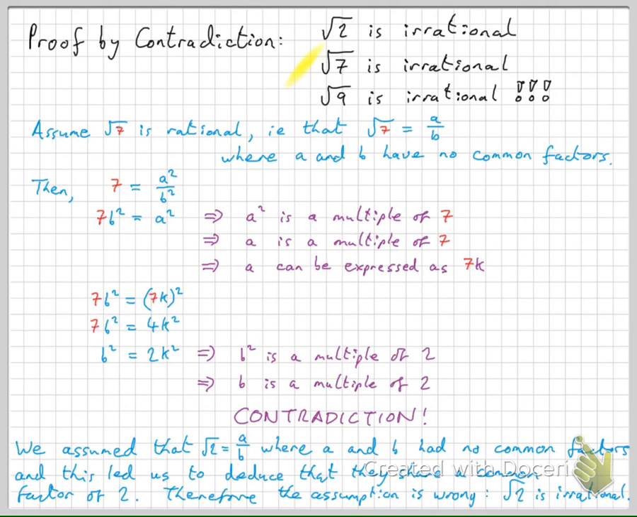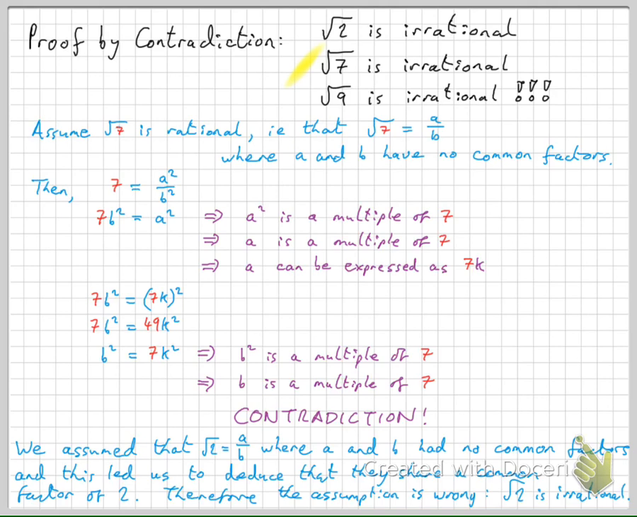I'm doing it in the wrong order. 7k. And we multiply out the brackets. We've got 49k squared there. Then we can cancel out a factor of 7. And we have b squared equals 7k squared. Which leads us to deduce that b squared is in fact a multiple of 7. And therefore b is a multiple of 7 too.